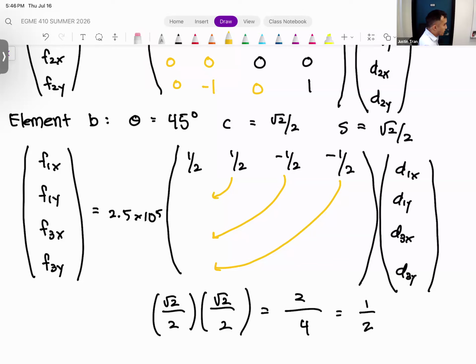And then before we move on to the second row, let's do our trick. So let's go ahead and write this into the first column. Right, so the first column is going to be 1/2, minus 1/2, minus 1/2.